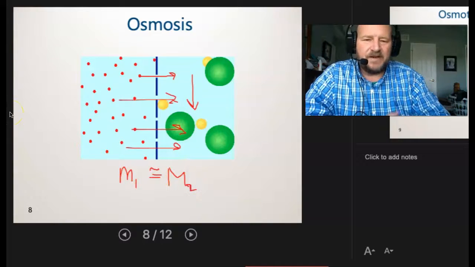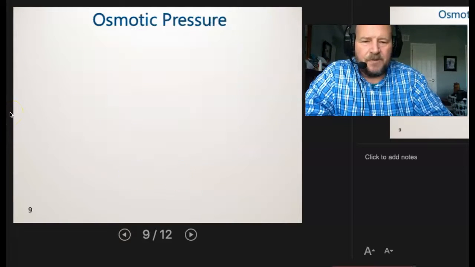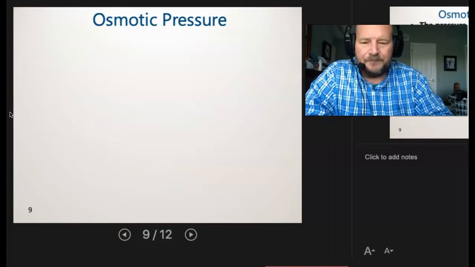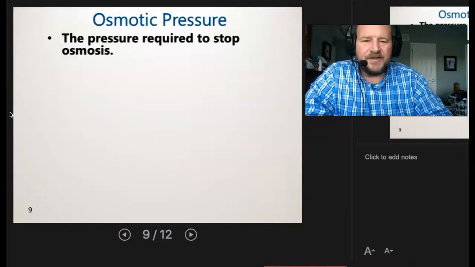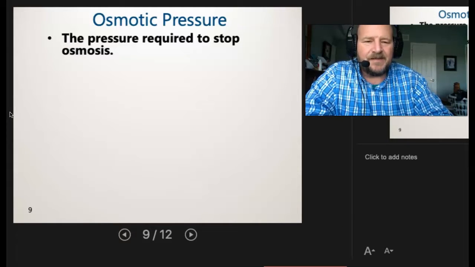Now, again, we just have to understand what osmosis is, but what we really want to talk about is osmotic pressure. Now, osmotic pressure is the pressure required to stop osmosis.